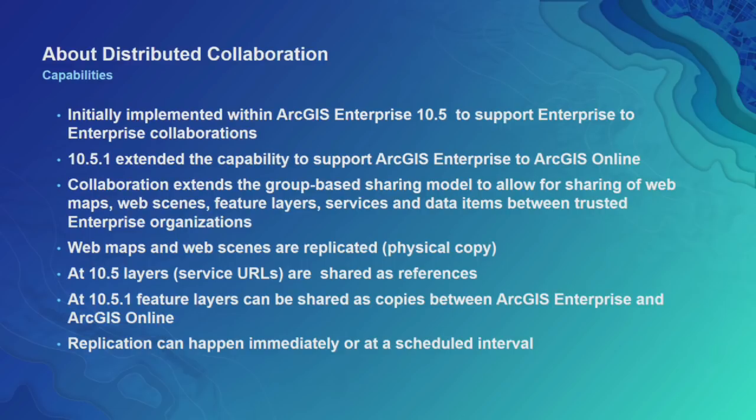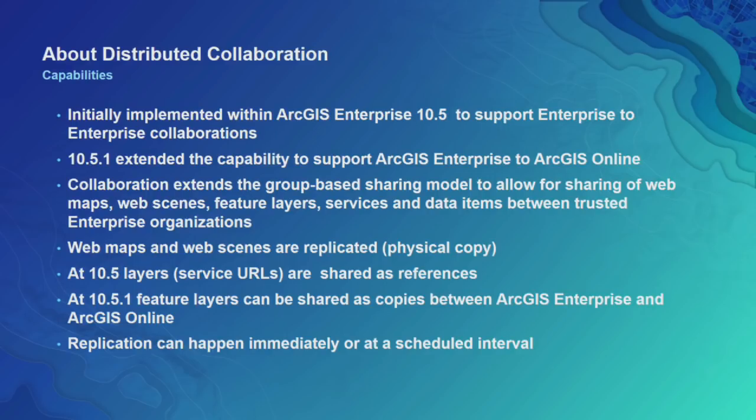And of course, collaboration, if you've ever seen anything about it, is how you can do group-based sharing of information between two organizations, whether they're two Portal for ArcGIS implementations or Portal with Online. It replicates a number of different items within a group. For example, web maps and web scenes are directly copied from one organization to another. When it comes to hosted feature services, at 10.5, they were only copied by reference. So only the URL to a hosted feature service was copied from one portal to another.